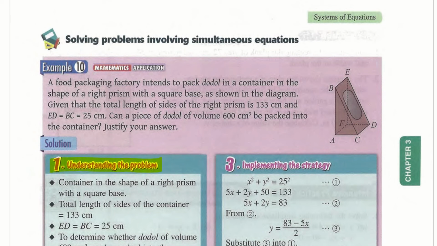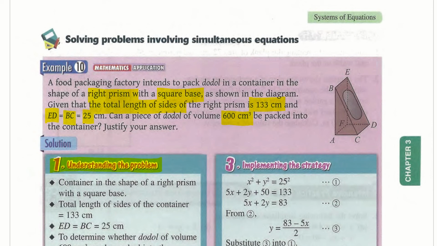This problem says that there is a container in the shape of a right prism with a square base, given a diagram right here. The total length of the side is 133 centimeters and the length of ED equals BC equals 25. This is the information given. So the question asks, can a dodol of volume 600 centimeter cube be packed into the container? Justify your answer. How are we going to justify?